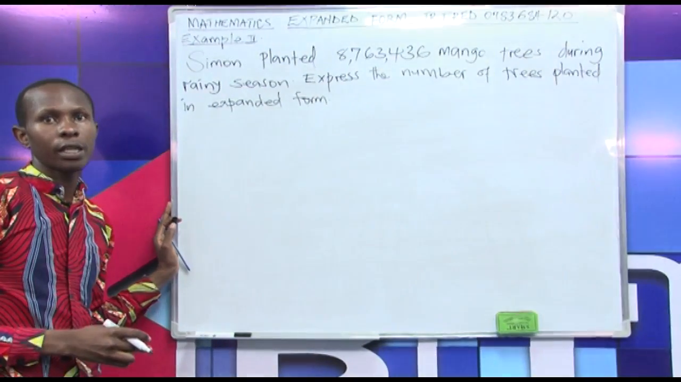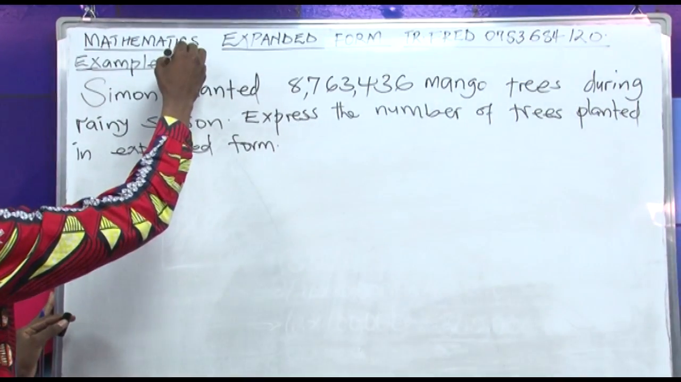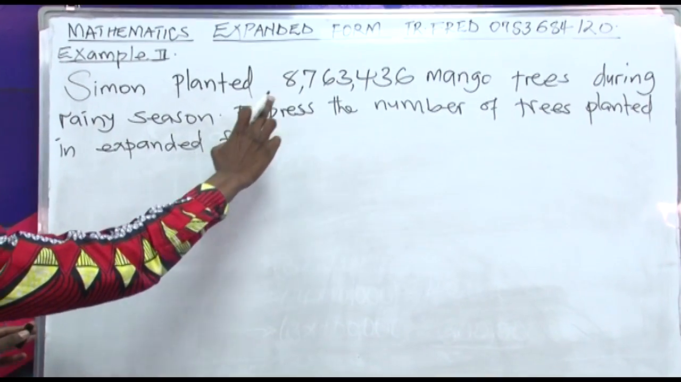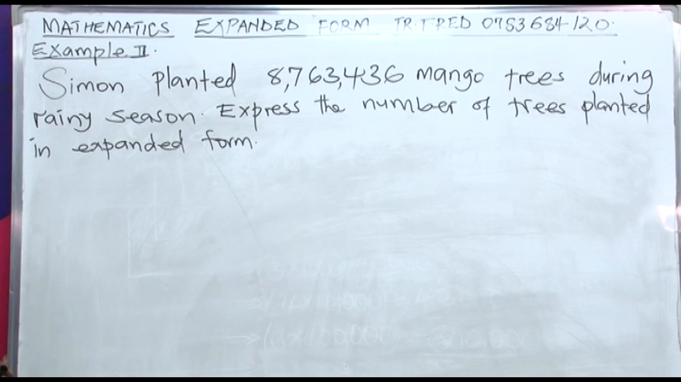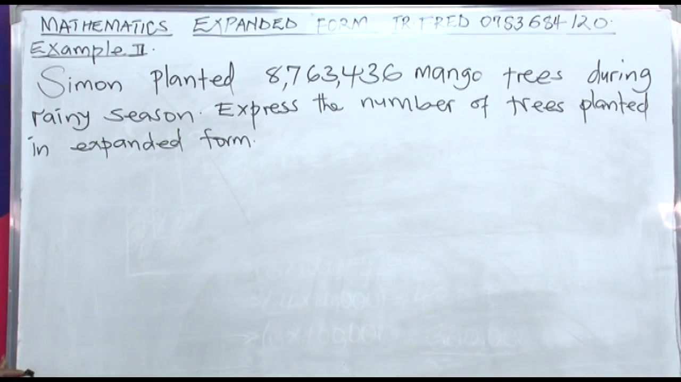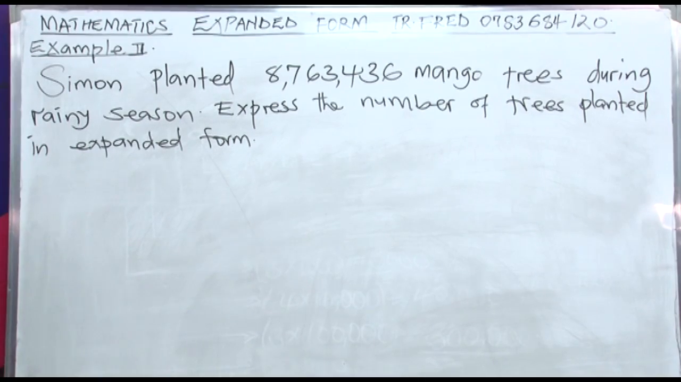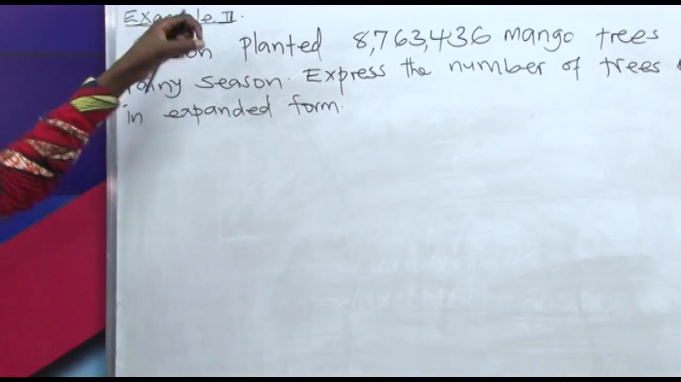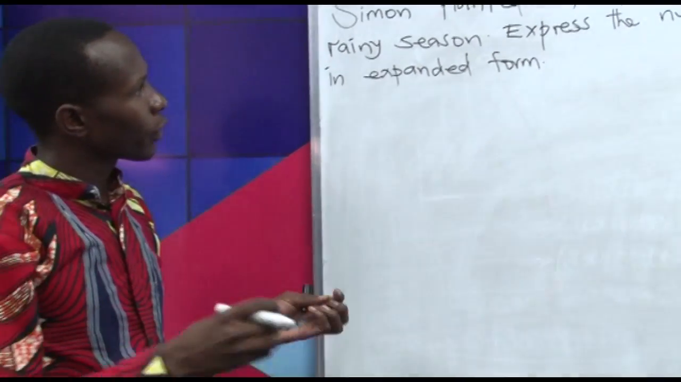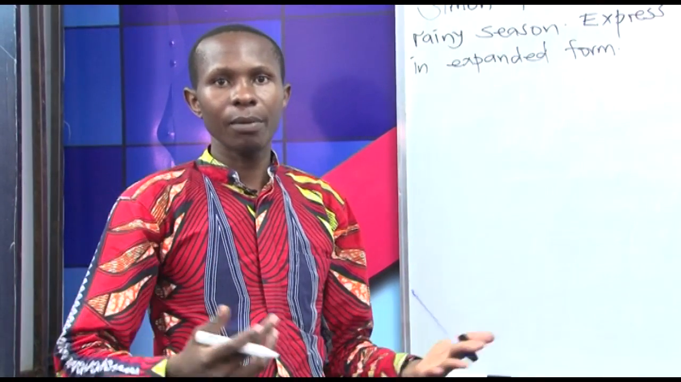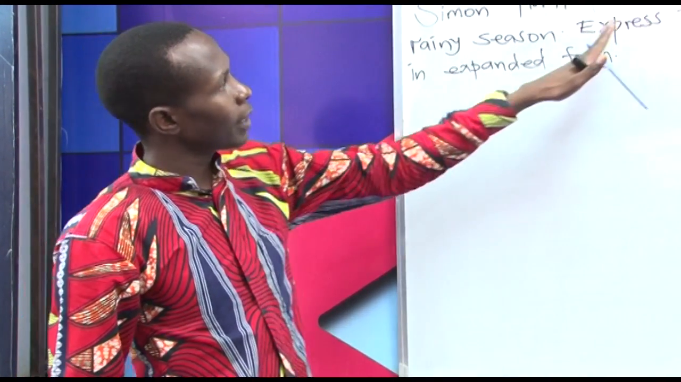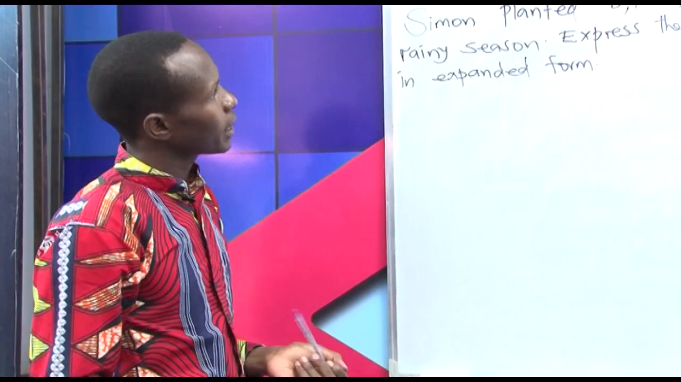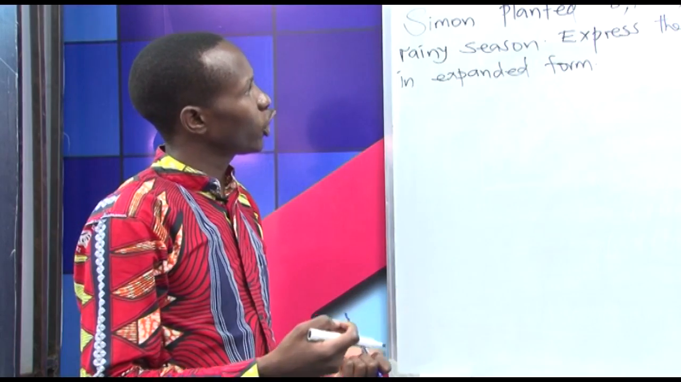When you look at the second example, the question says, Simon planted 8,763,406 mango trees during rain season. Express the number of trees planted in expanded form. So they have given us the number of trees that he planted during rainy season. When they talk of rainy season, I think everyone understands that is the period when we are receiving some rain, and this is the period mostly people plant crops and so on. They want us to express the number of trees he planted in expanded form.